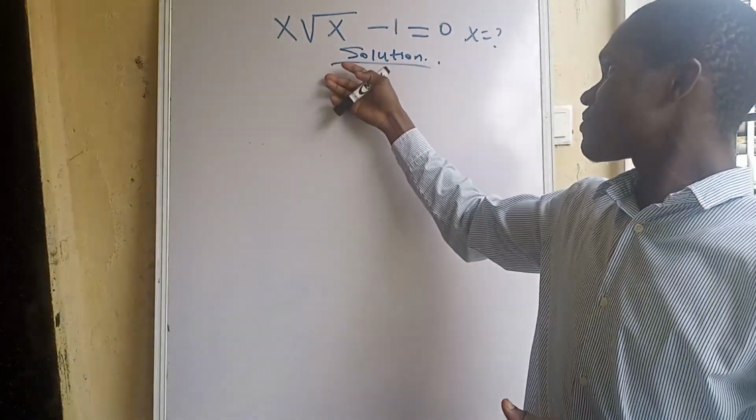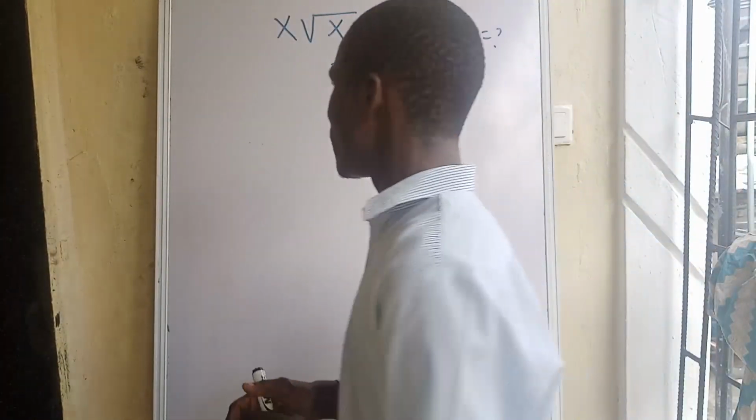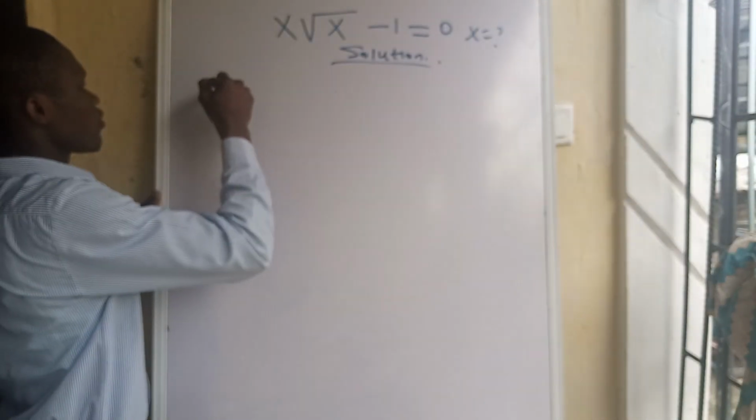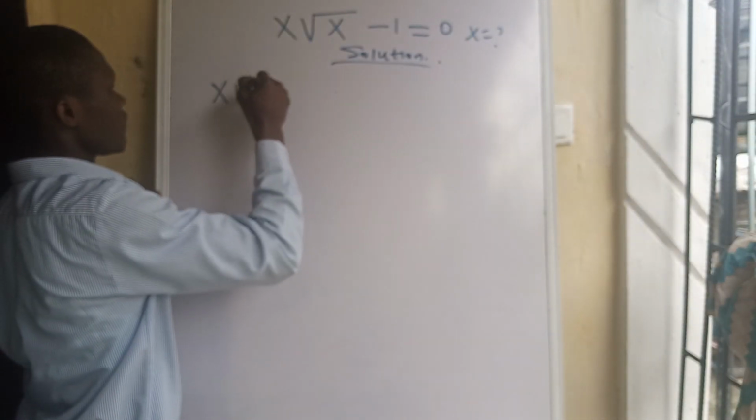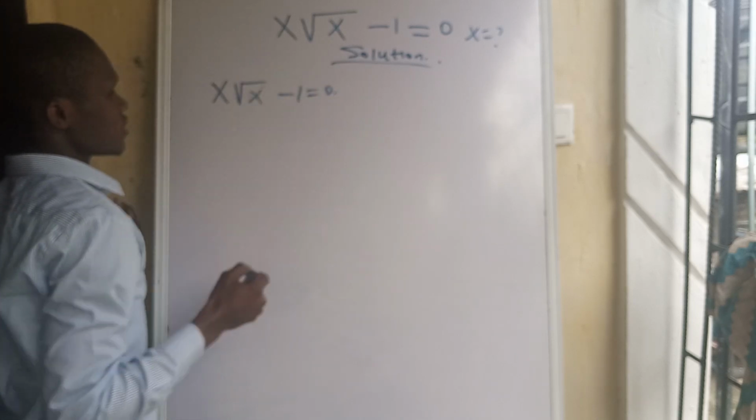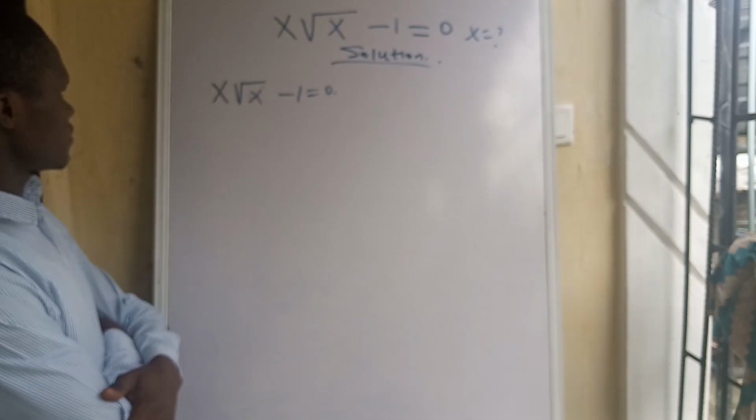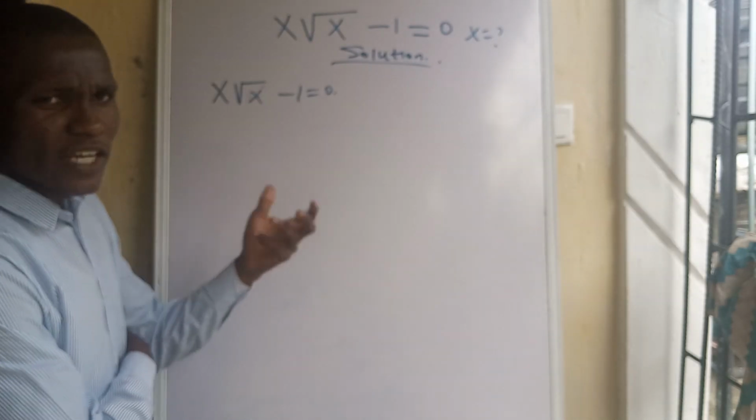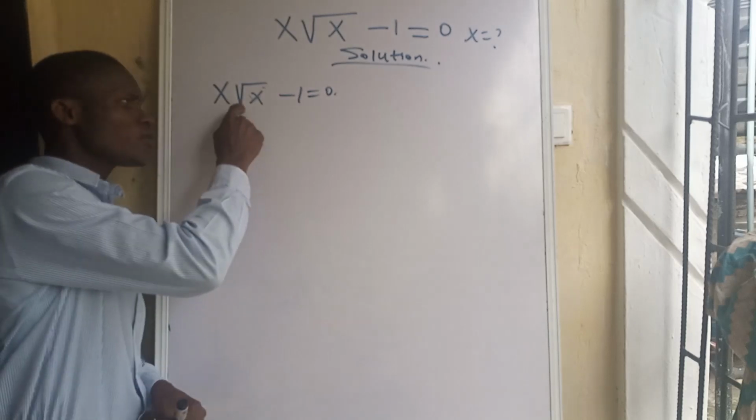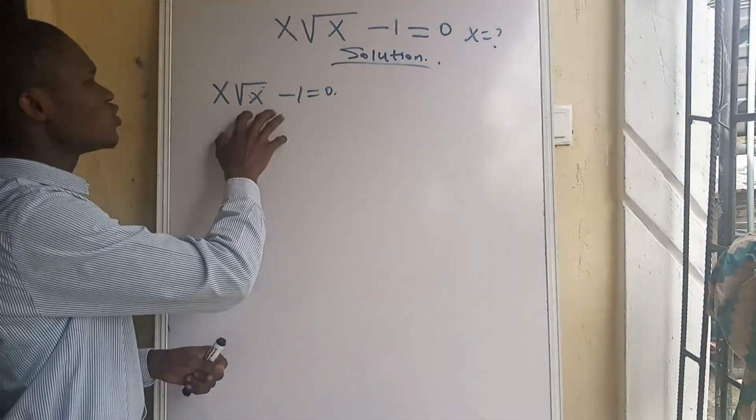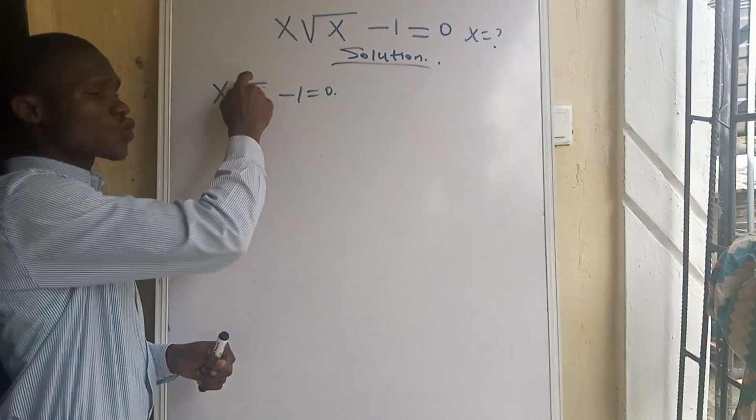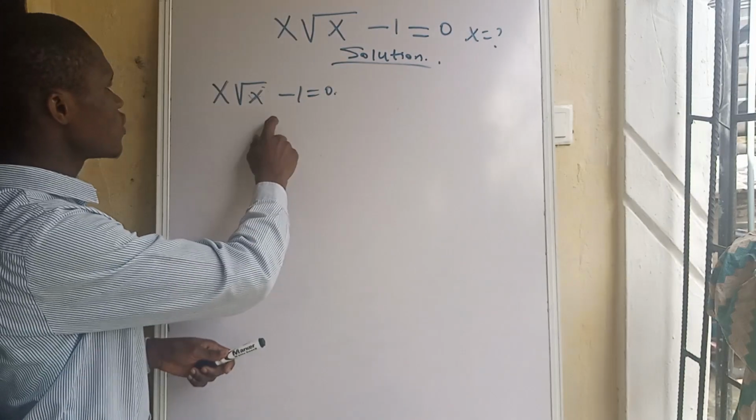So let's see how we can resolve this. We can bring down the question, which is x times root of x minus 1 is equal to 0. If you're having a challenge like this, the first thing we have to tackle is the radicals, because we have a root here. We have to tackle the root by removing the square root. So how can we remove the square root?